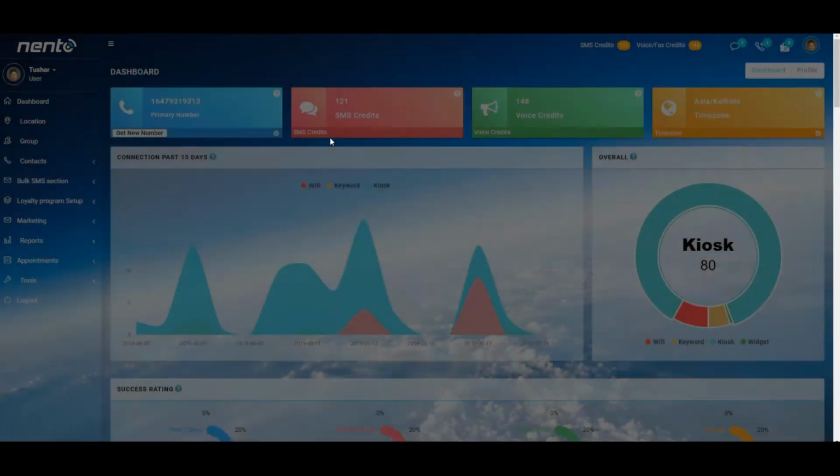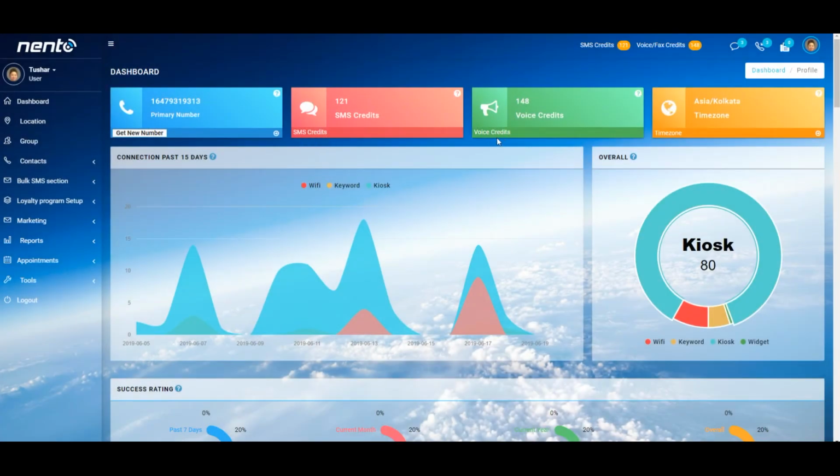You can also see the number of SMS and voice credits you currently have, along with the time zone and the connection over the past 15 days for your Wi-Fi, keyword, and kiosk. The dashboard gives you an overall breakdown of the opt-in by source. This is the total unique number of subscribers.